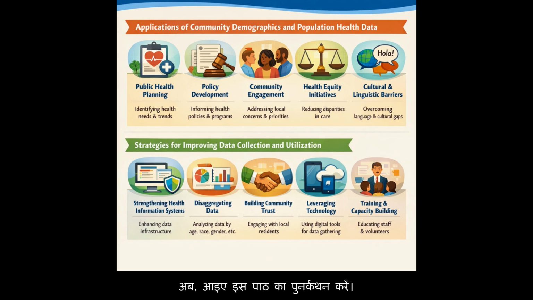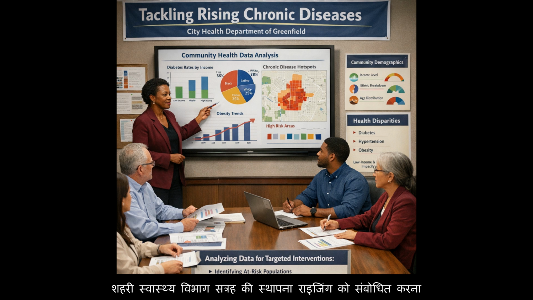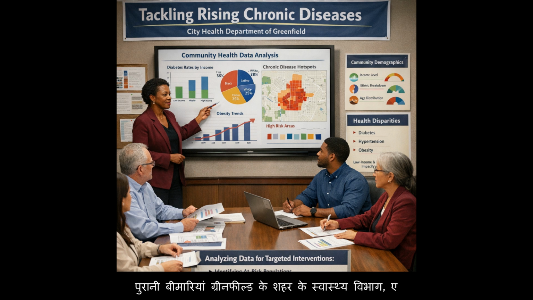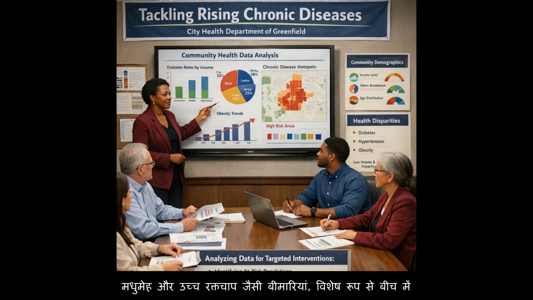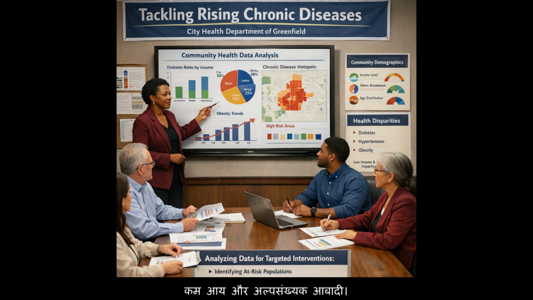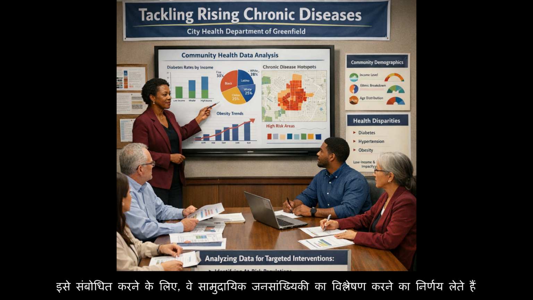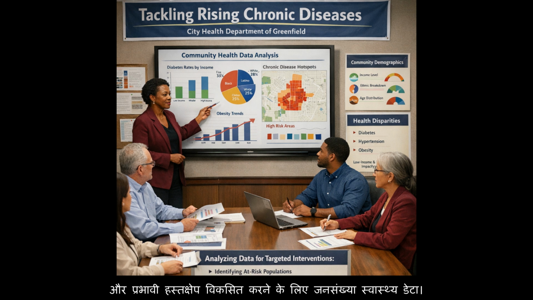Now let's make a recap of this lesson. Understanding community demographics and population health data. Setting: Urban Health Department addressing rising chronic diseases. The City Health Department of Greenfield, a diverse urban area, has noticed a sharp increase in chronic illnesses such as diabetes and hypertension, particularly among low-income and minority populations. To address this, they decide to analyze community demographics and population health data to develop effective interventions.